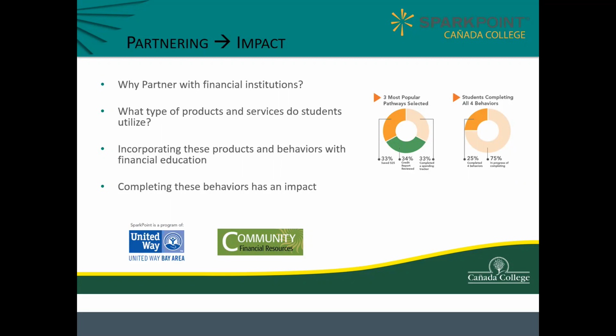As you can see, the first chart on the left shows that the 3 most popular pathways selected are saving $25, working on your credit report, and completing a spending tracker, which again goes back to Tanya's 3 challenges that she was addressing. By incorporating these behaviors with financial education, we're able to bring peace of mind and financial stability to families, to individuals much like Sarah Johnson, who are trying to make ends meet, who have multiple jobs.